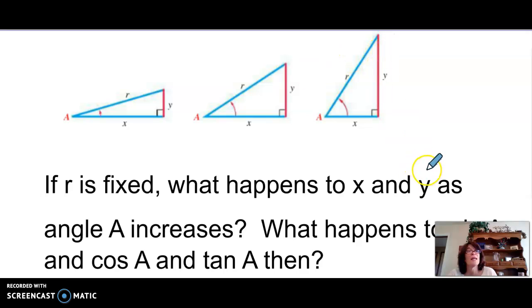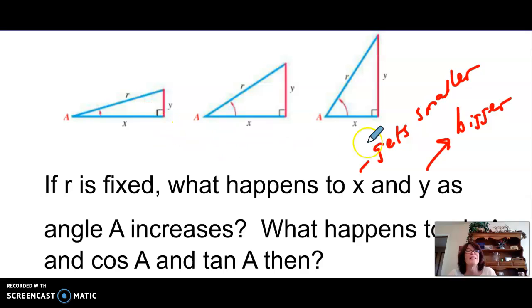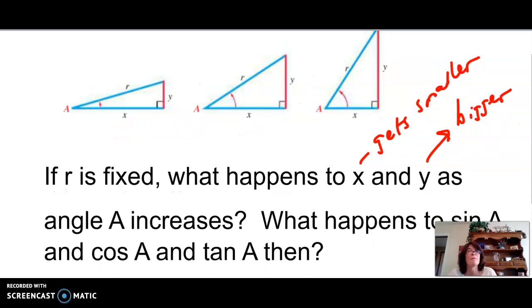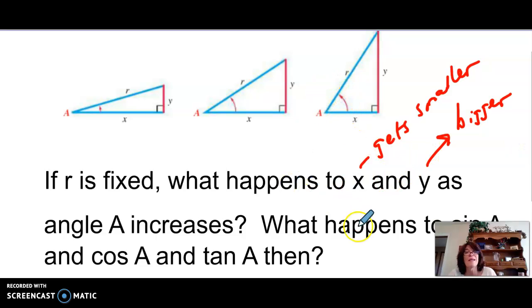Y is getting bigger, right? As A gets bigger. But X is getting smaller. So let's think about how that would affect the sine and the cosine and the tangent. Sine has to do with opposite, the y value. So as the angle gets bigger, sine gets bigger, right? Increases. Sorry. Hopefully you can read my writing.